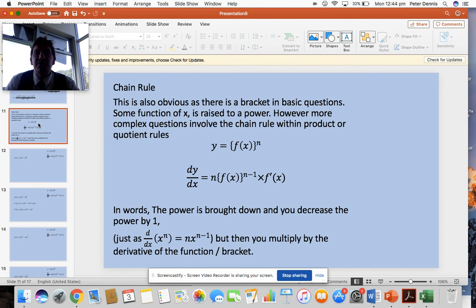The chain rule, which is the last one, again, it's obvious, it involves brackets. Sometimes they trick you with square roots. They become very, very powerful, but we're just going to do some basic ones to start with. And what is it? You just bring down the power and minus 1 from the power like you would normally do, but then you've got to times by the derivative of the bracket. So in words, the power is brought down and you decrease the power by 1, but then you multiply by the derivative of the function or by the bracket.